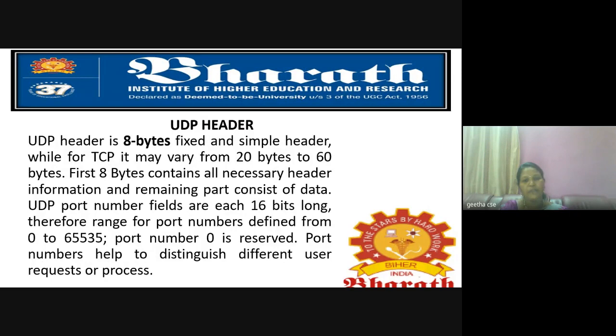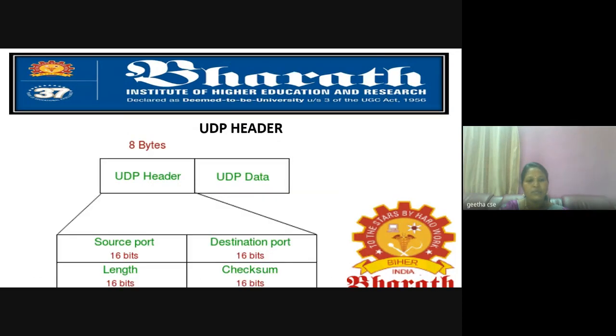Next, the UDP header. The header is very simple compared with the TCP header. It does not have as many fields as TCP. It has very few fields. The header holds 8 bytes. It has length, checksum, source port, and destination port. That's all.